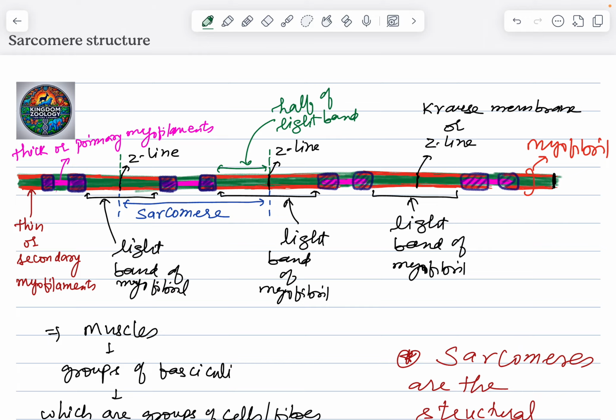Here also, this portion is how much of the light band? Only half, because the full light band is this much. Okay, and this much portion of the sarcomere or the myofibril, we can say, is the dark band.